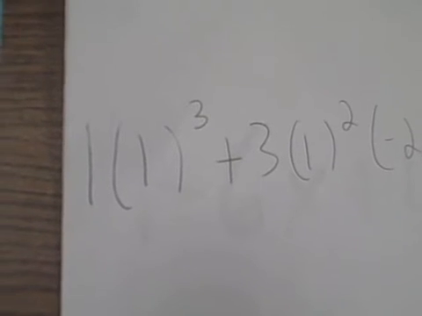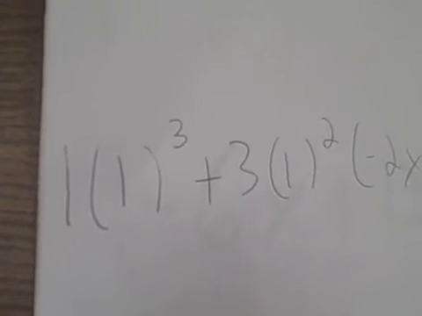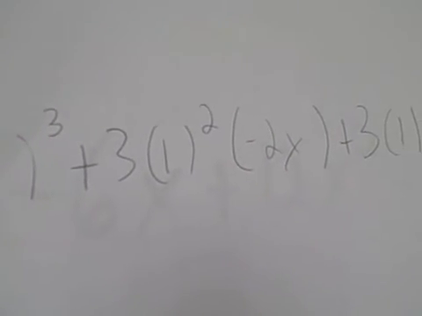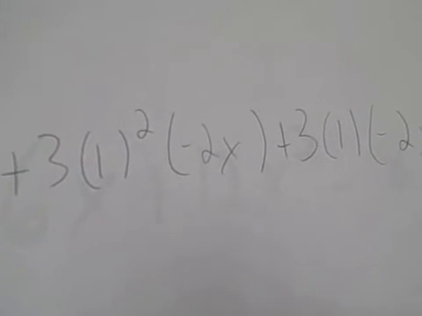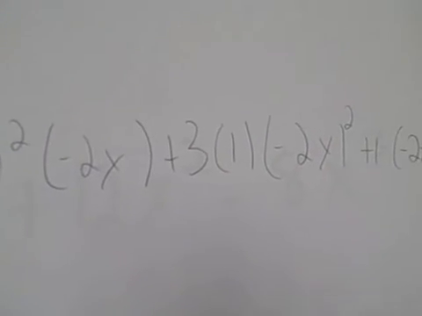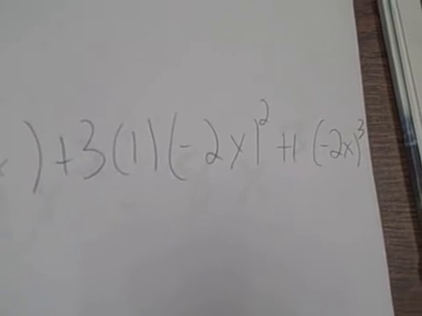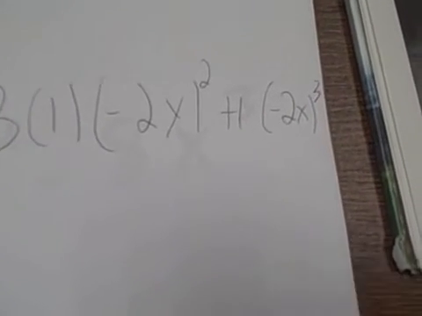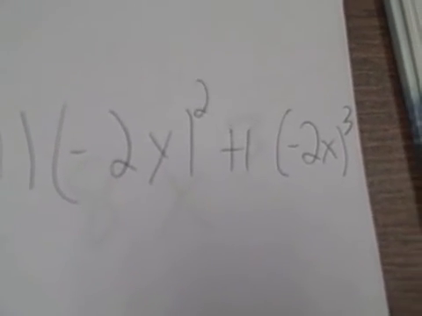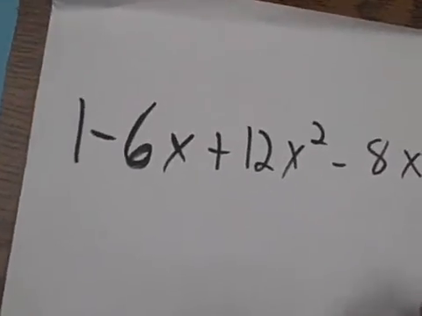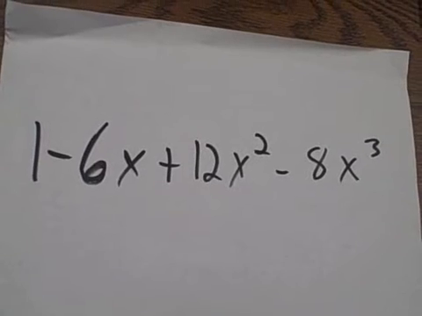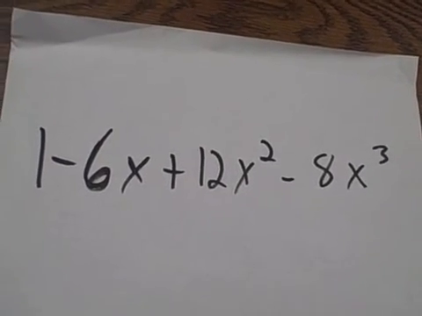Now, what you have is 1 times 1 to the 3rd plus 3 times 1 to the 2nd times negative 2x plus 3 times 1 times negative 2x squared plus 1 times negative 2x to the 3rd. And once you simplify that, you get 1 take away 6x plus 12x squared take away 8x cubed.